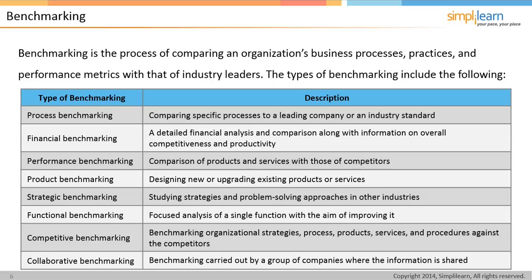Product benchmarking, designing new or upgrading existing products and services. We've got strategic benchmarking, studying strategies and problem-solving approaches in other industries. Functional benchmarking, focused analysis of a single function with the aim of improving it. Competitive benchmarking, where we benchmark organizational strategies, processes, products, services, and procedures against the competitors. And collaborative benchmarking, benchmarks carried out by a group of companies where information is shared. So these are different types of benchmarking.